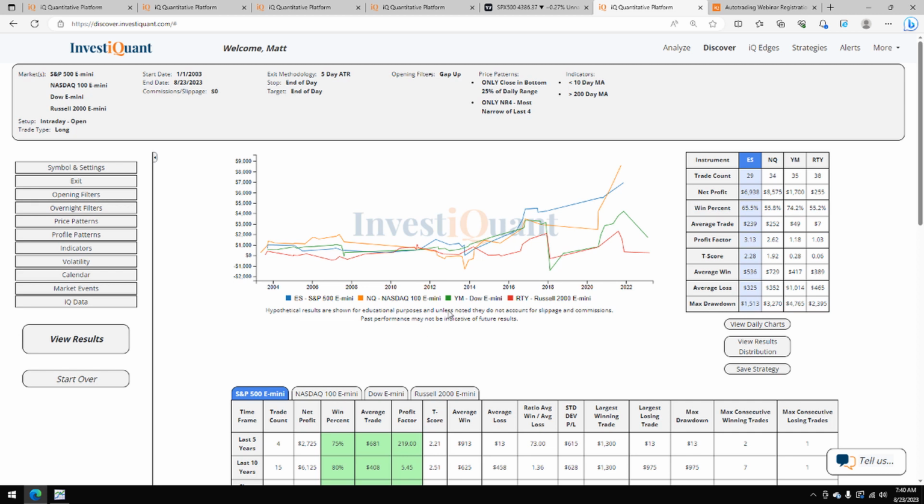Dow would be that green equity curve, and looks like there is an outlier taking place around here. Yes, right here, that's the S&P. That one looks a little bit smoother in terms of consistency there.